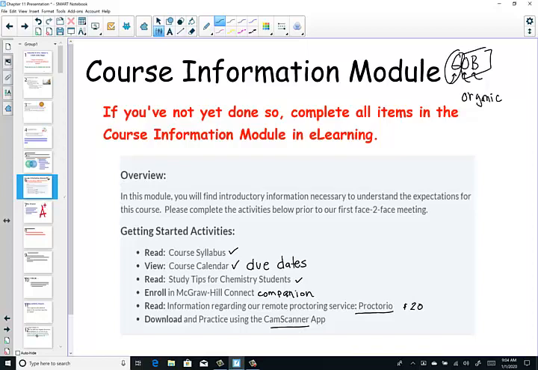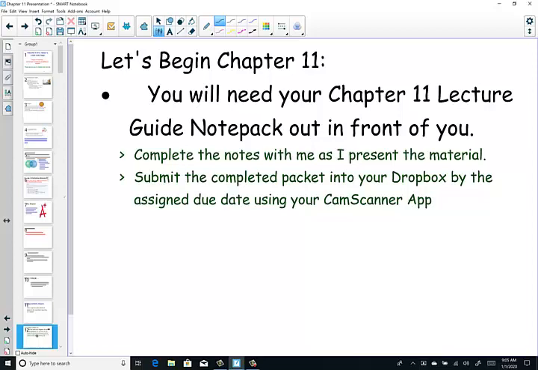Keep in mind, as we begin Chapter 11, our first chapter together, you will need your Chapter 11 lecture guide note pack printed out in front of you. We will complete that together as I deliver my lessons. The notes are complementary to the slideshow, where you are going to work problems with me and I present material. When the completed packet is ready to turn in, you use your CamScanner app to turn it into a single document, a PDF form, and submit that into the Dropbox for Chapter 11's notes. So it is your job to print and complete the Chapter 11 note pack as we progress through our lessons together.